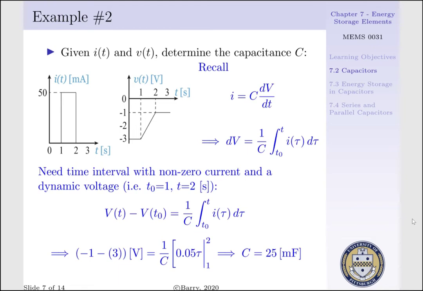This quantity is equal to 1 per c of our current, which is 0.05 amps, integrated with respect to tau, evaluated between the bounds of 1 and 2 seconds. Solving for c, we find our capacitance is equal to 25 millifarads.